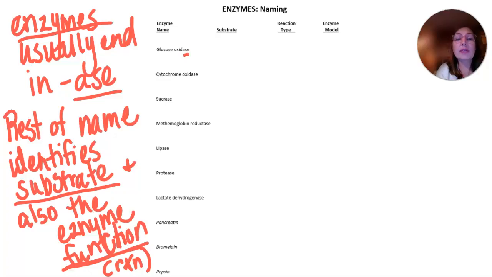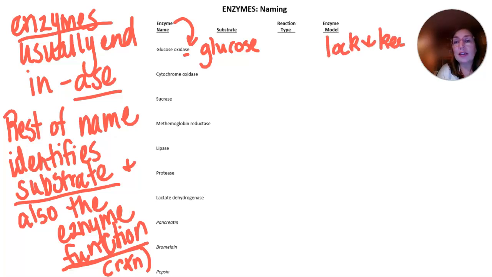Our ASE is our clue that we've got an enzyme here. So we know we've got an enzyme from ASE. Then we can start from the beginning of the name. Glucose tells us the substrate. This is going to act on glucose. Now, since it's really specific to this one glucose molecule, that is probably going to be lock and key. I mean, we can deduce this. It's going to be specific, so it's a lock and key. And then it says it's glucose oxidase.